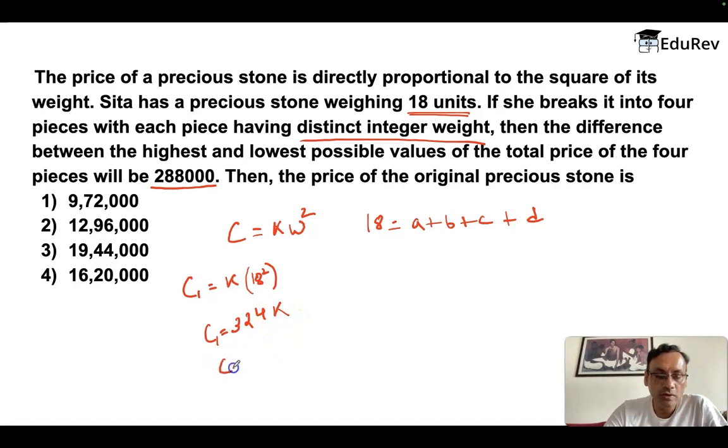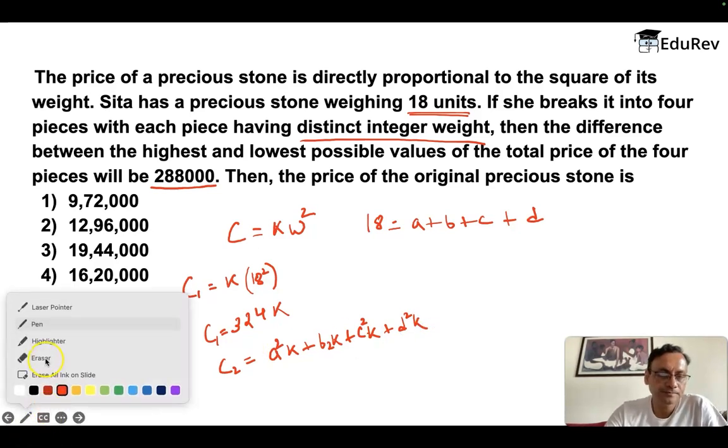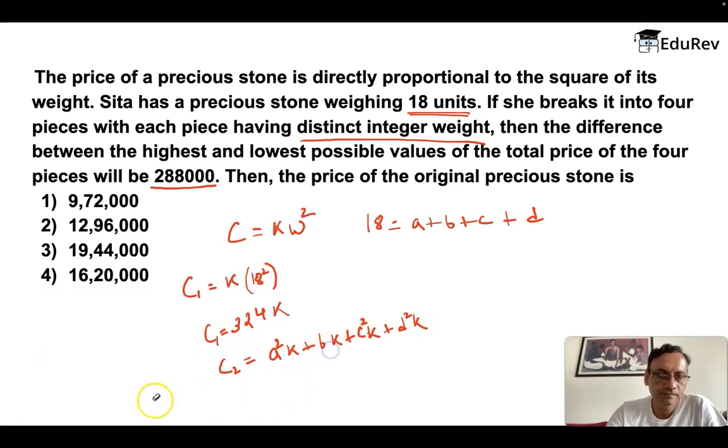And C2, after breakage, when you add all the pieces, it is A square K plus B square K plus C square K plus D square K. Right? This is my cost. Okay.